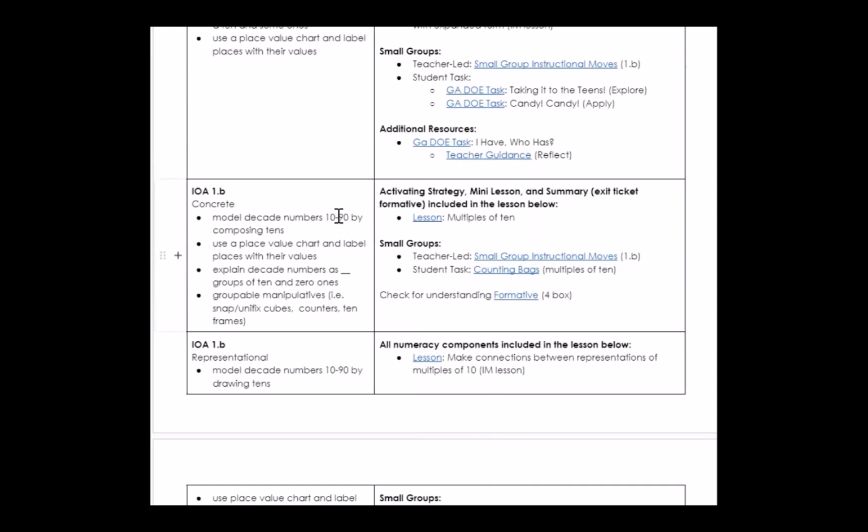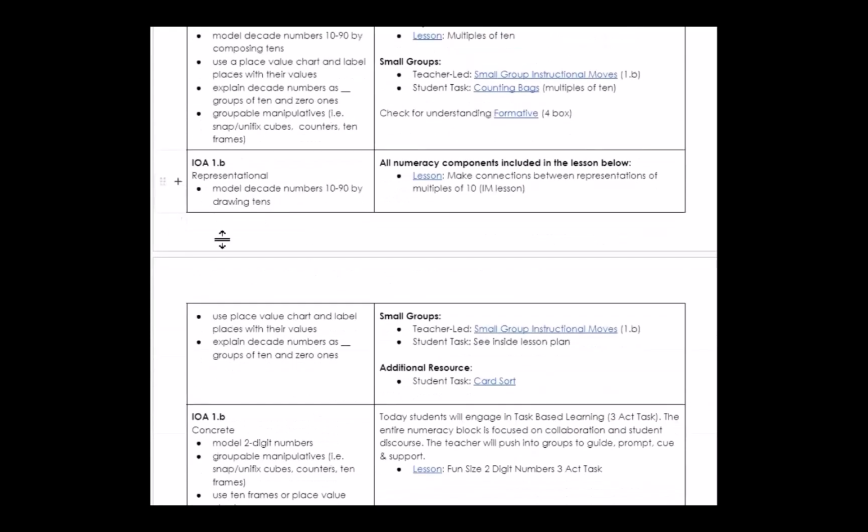Students will use place value charts. They will label the places with their values. They should be able to explain that a decade number such as 30 is composed of 3 groups of 10 and 0 ones. So we have a concrete day, again with that groupable manipulative, then a representational day.